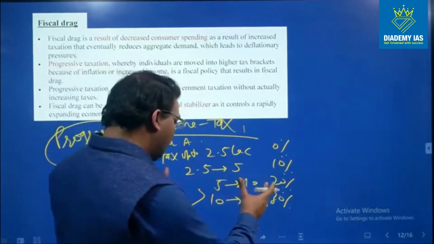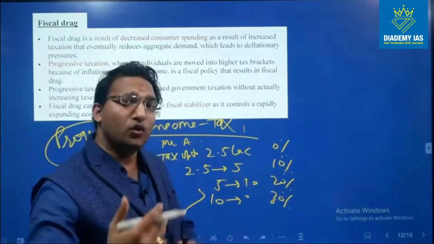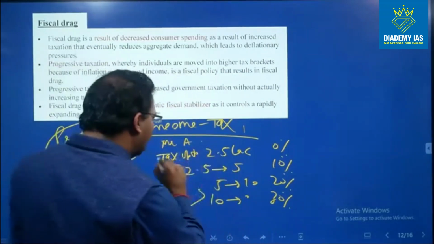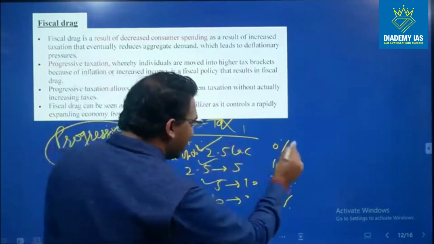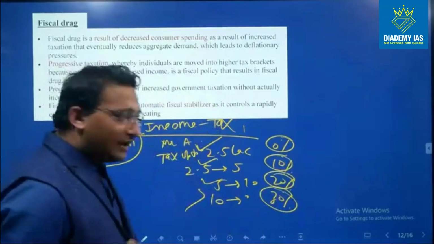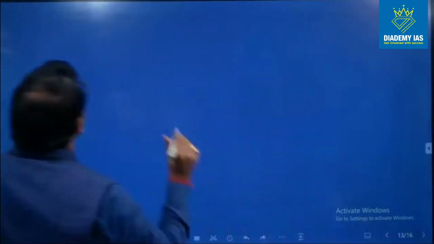So as the income is increasing, the rates of tax are increasing. Friends, I am not telling you the exact tax slabs in the country. I am just giving you an example, right? So this is how progressive taxation works: as there is an increase in the income of the person, the tax rates keep increasing. Now, this is progressive taxation. Now, what is fiscal drag?